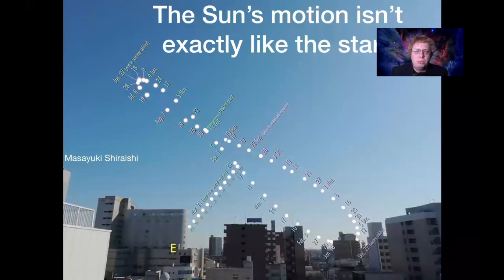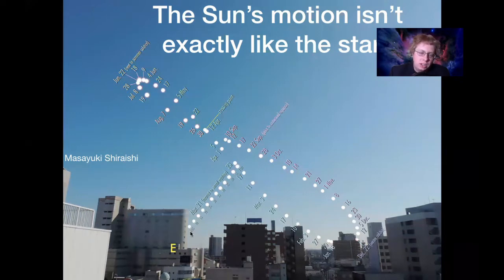Now, the sun's motion is similar to the stars, but it's not exactly like the stars. It turns out that when you look at a star at the same time every day, it's basically in the same place. But over the course of the year, the sun's position in the sky seems to change with respect to the stars. So this diagram is showing on this little part how the sun moves over time in a day. And that's this arc that we see familiarly every day.